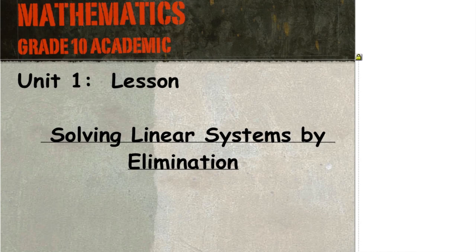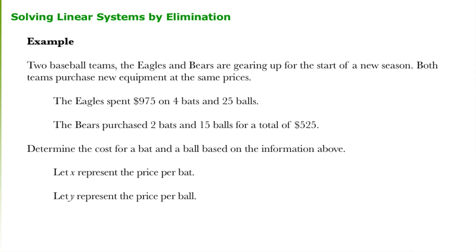So we learned how to solve by graphing, and then how to solve by substitution, and the final method is elimination. So the first example is a word problem. Two lines again can be represented by something in real life.